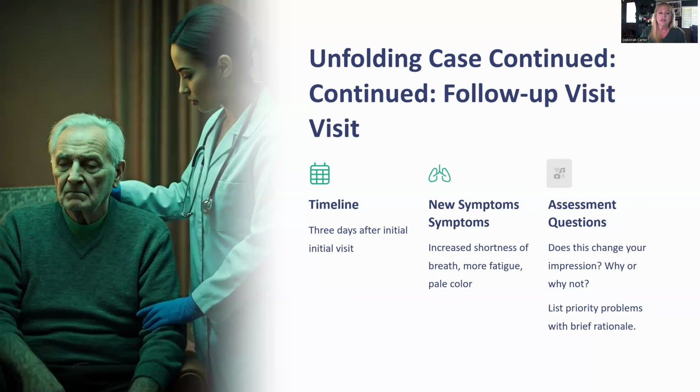Second one, 3 days later, you visit this patient again. He has increased shortness of breath, more fatigue, and is pale. So the scenario development indicates deterioration of the patient's condition, shifting the assessment priorities and creating urgency in the clinical decision-making process. So question 1, does this new information change your impression of his problems? Why or why not? And question 2, list priority problems for this patient with a brief rationale.